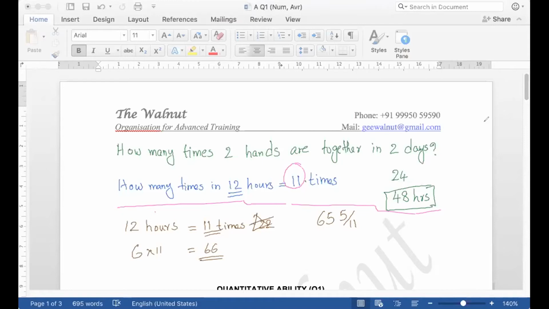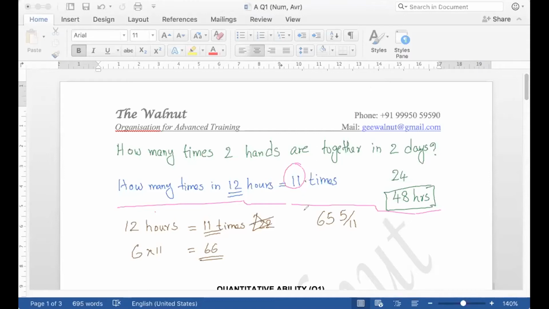Well, some of you got the answer: Soumya, Akhil, Rintu. Some of you are a bit confused about how many times it happens in 12 hours. So always remember, opposite or together, that happens 11 times in 12 hours.